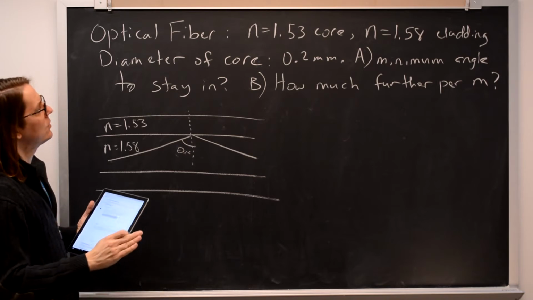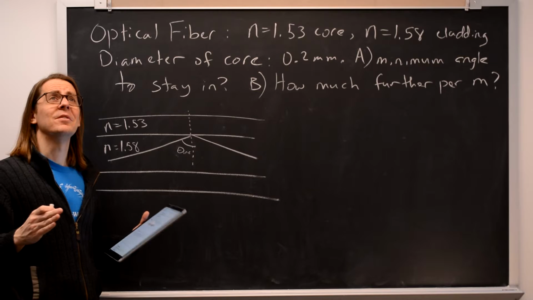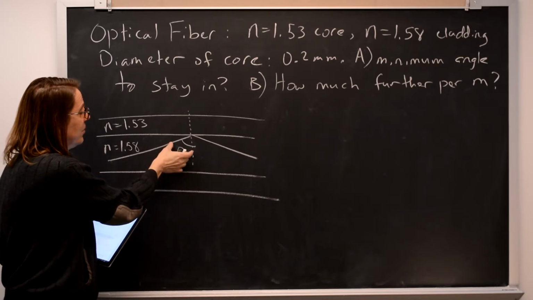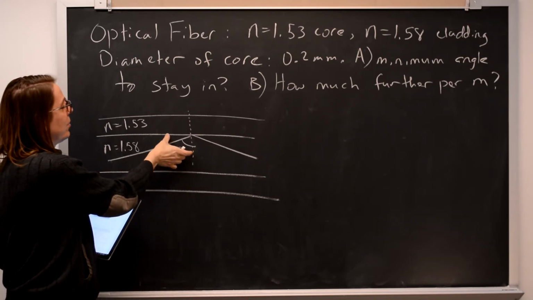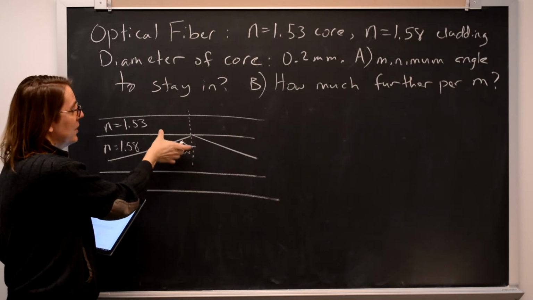So let's see what we were asked. We were asked, what is the minimum angle to stay in? So again, it makes sense that's a minimum. If this is the critical angle, you get total internal reflection, and if it's bigger, you still get total internal reflection. If you go smaller, you don't. That's why it's a minimum.